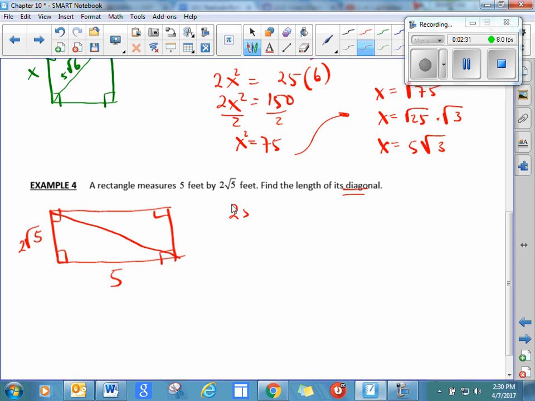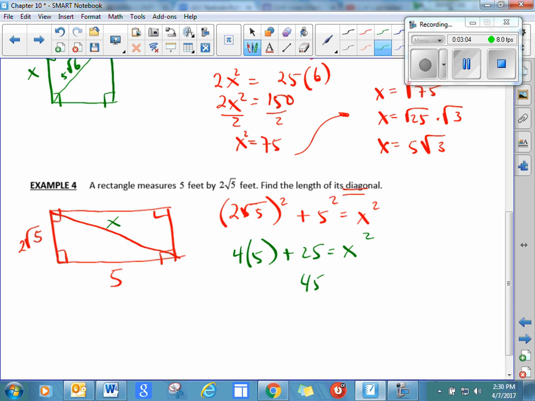So 2 radical 5, 1 leg squared, plus 5 squared is going to equal our hypotenuse, our x squared. So if we want to label the hypotenuse x, it would look like that. And now we're just going to go solve and see what we get. So 2 squared is 4. Radical 5 squared is 5, so 20 plus 25 equals x squared, which is 45.